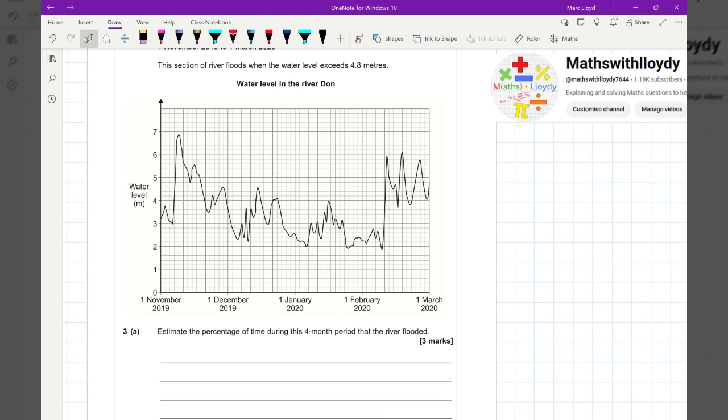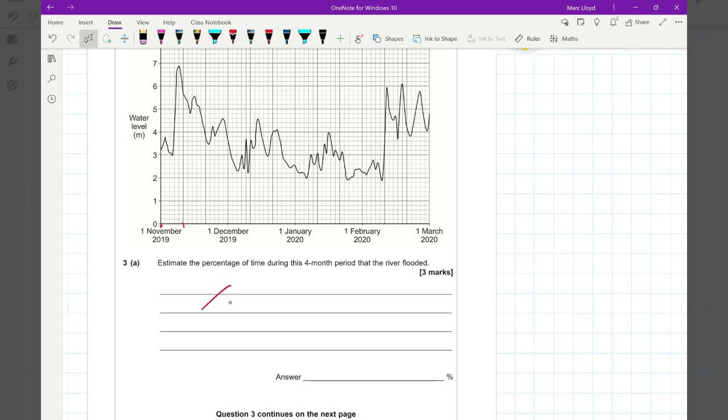I've had a go at this paper. I can't really get close to the mark scheme, and I don't like the way they did it either, because they look at days, but I'm going to look at this in a different way. So we've got 5 squares between here and here. That's 5, 10, 15, 20, 25, 30, 35, 40, 45, 50, 55, 60. This is going to be out of 60 squares, and then we're going to multiply it by 100.